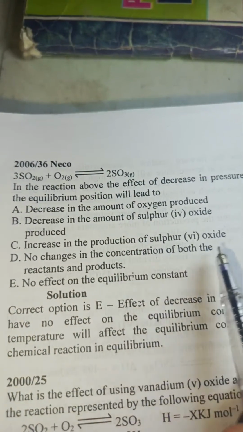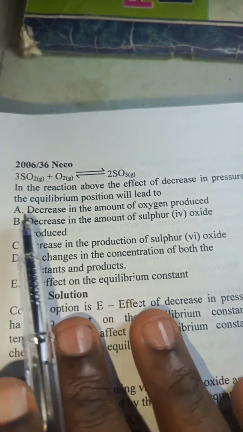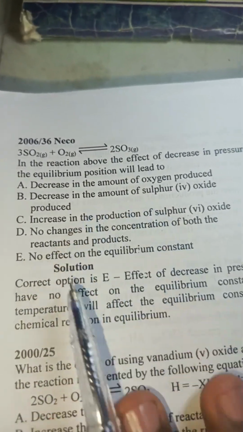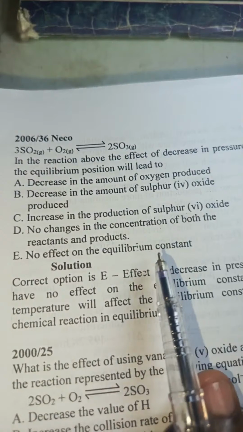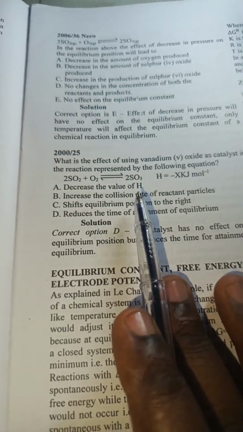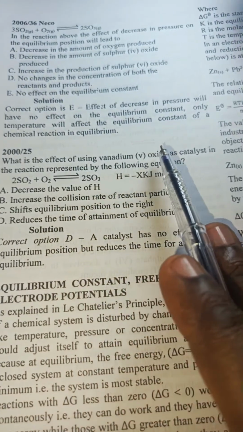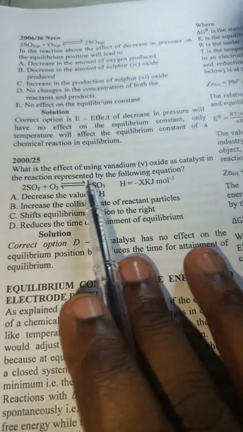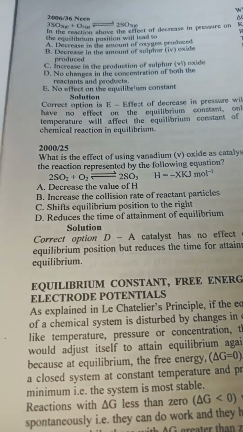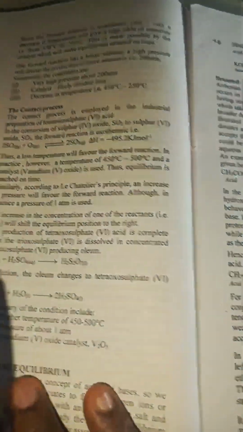No change in the concentration of both the reactant and products. No effect on the equilibrium constant. That's a lie, because now in the reaction above, you can see no effect of what? Equilibrium constant. Because increase and decrease in pressure does not have any effect on what? Equilibrium constant. That's just by the way. So here we have another thing here. What is the effect of using vanadium oxide as a catalyst? It just speeds up the rate of reaction, because that's what catalyst does. Speed up the rate of what? Of chemical reaction.